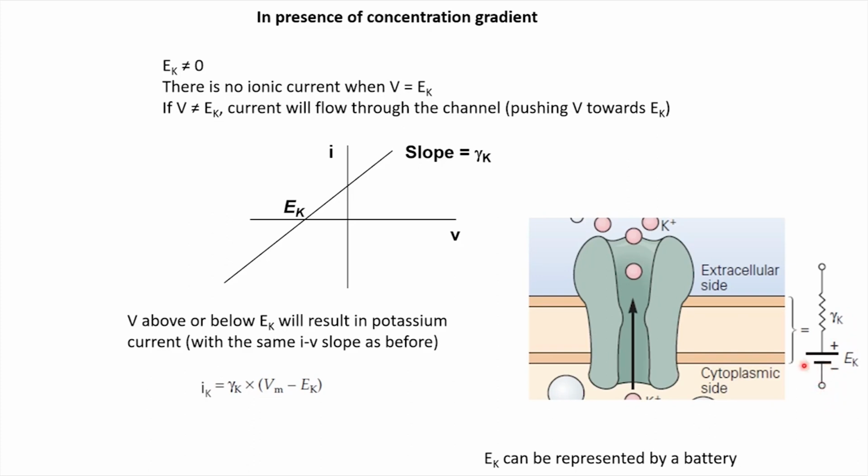So this battery for potassium ions is put in such a way that it is making the inside more negative compared to the outside. So if outside is 0, then the inside will be minus 75 millivolts. So if you apply a voltage of minus 75 here, then the voltage at this point becomes 0. So there will be no net current through this ion channel. But if this value is different from EK, then there will be some resulting voltage difference here, and that voltage difference will drive current through this ion channel.